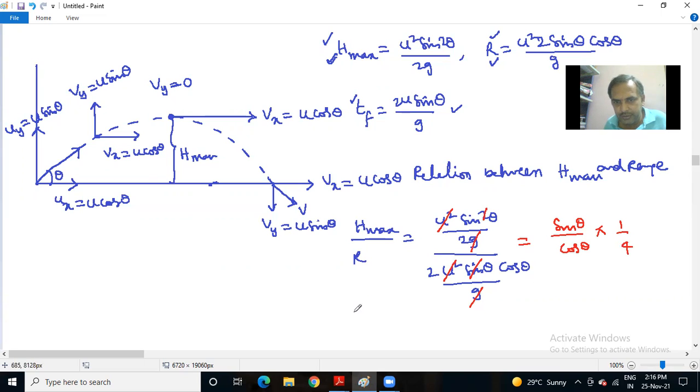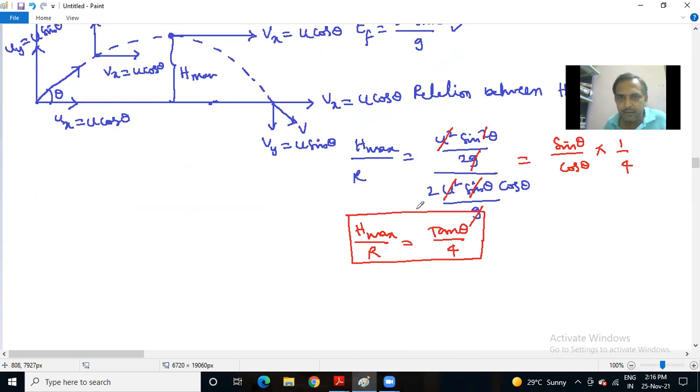Then h max by range is equal to tan theta by 4. So there will be a numerical on this step. Also, this is a relation you can expect a question to come directly like this. There might be some numbers for theta and h max.